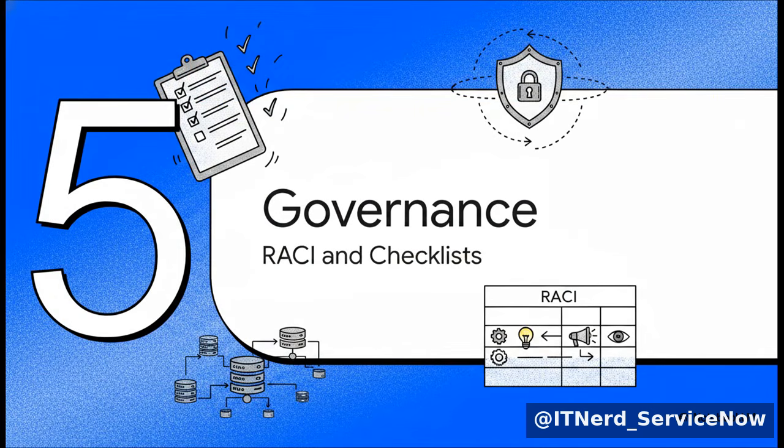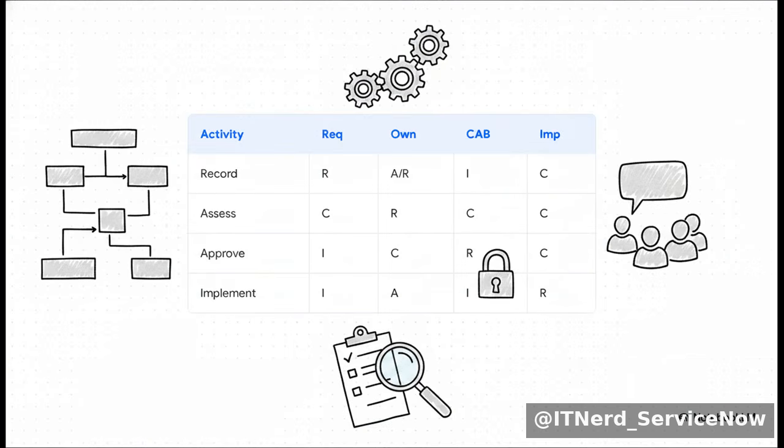Now, to keep scenarios like our finance print server running that smoothly every single time, you have to rely on strict governance. You have to completely remove ambiguity, and this is where a RASI matrix comes in. It explicitly defines who is responsible, accountable, consulted, and informed at every single step.